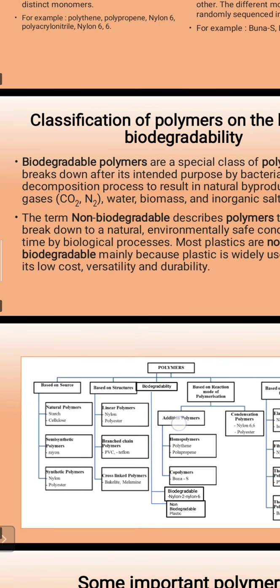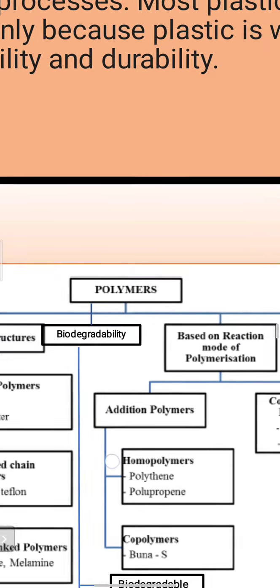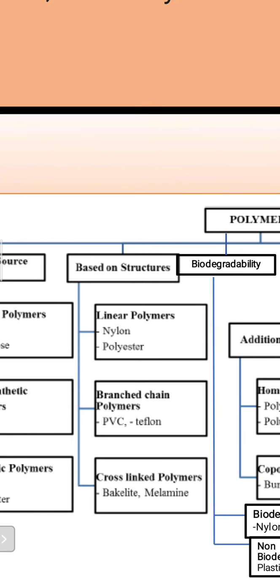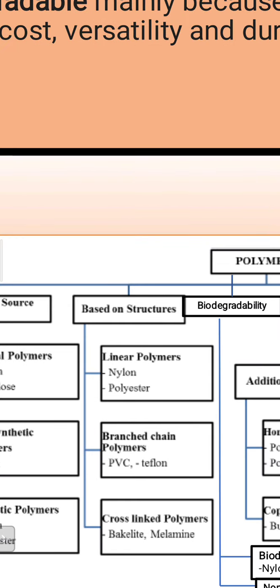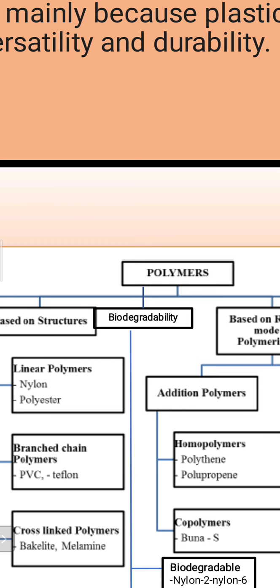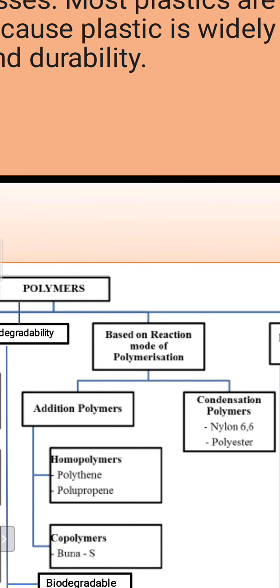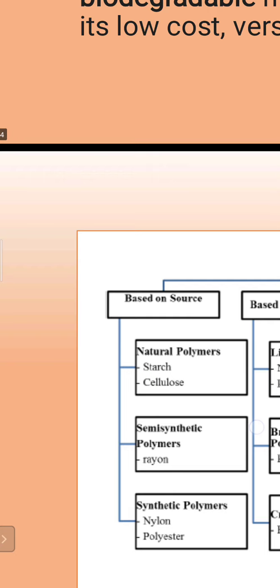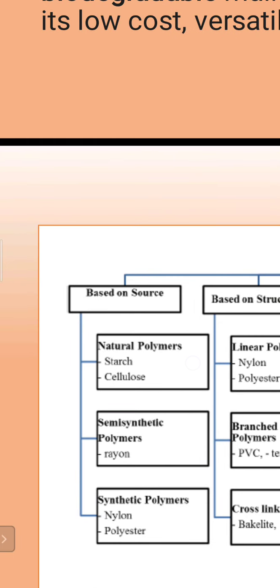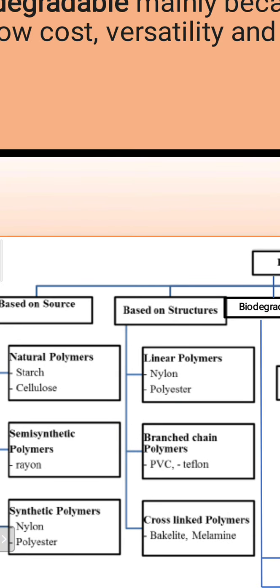The next slide indicates how polymers are classified. We'll see it right from the beginning. The classification is based on the sources, then on the structure, then biodegradability, then on the reaction mode of polymerization, then on molecular forces. Now we'll see these one by one. Based on the sources, a natural polymer example is starch and cellulose, a semi-synthetic polymer example is rayon, and a synthetic polymer example is nylon and polyester.